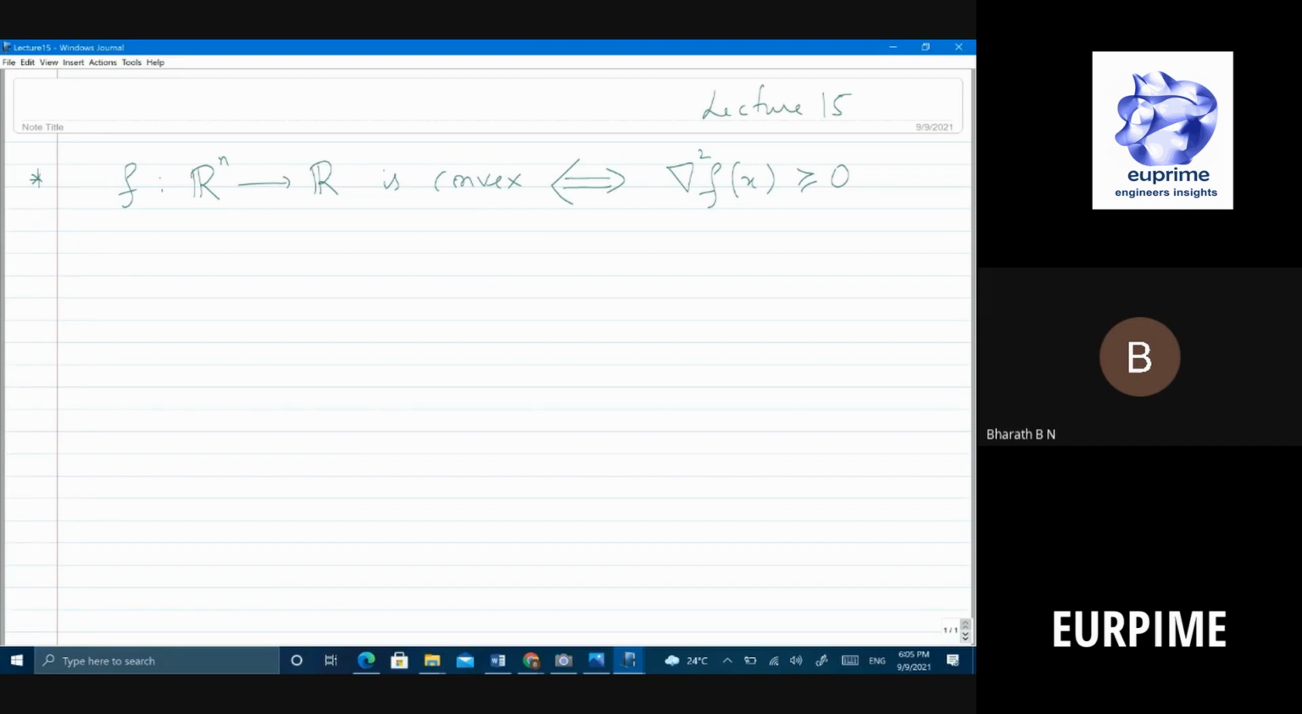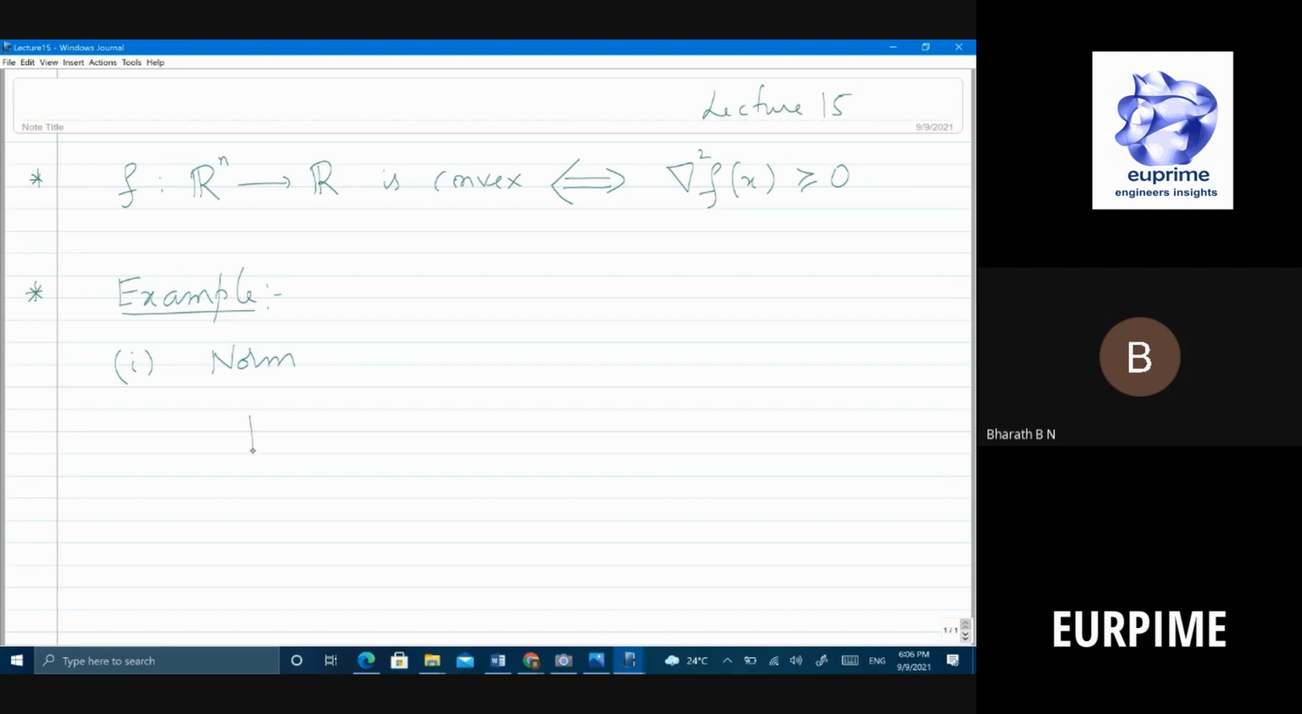Let's look at a few examples, maybe. Can you give me an example of a convex function? So let's look at the first example, which is norm. Why, for example, if you have a norm in n-dimensional space, is it convex?